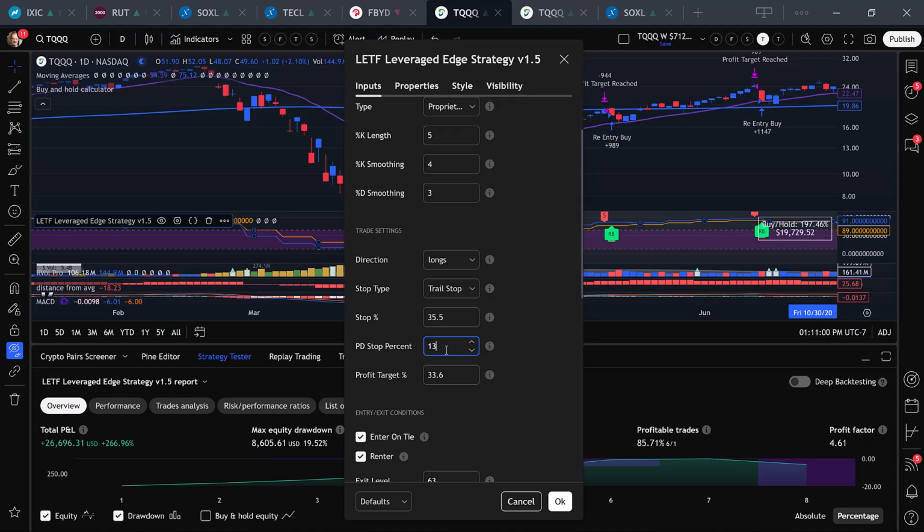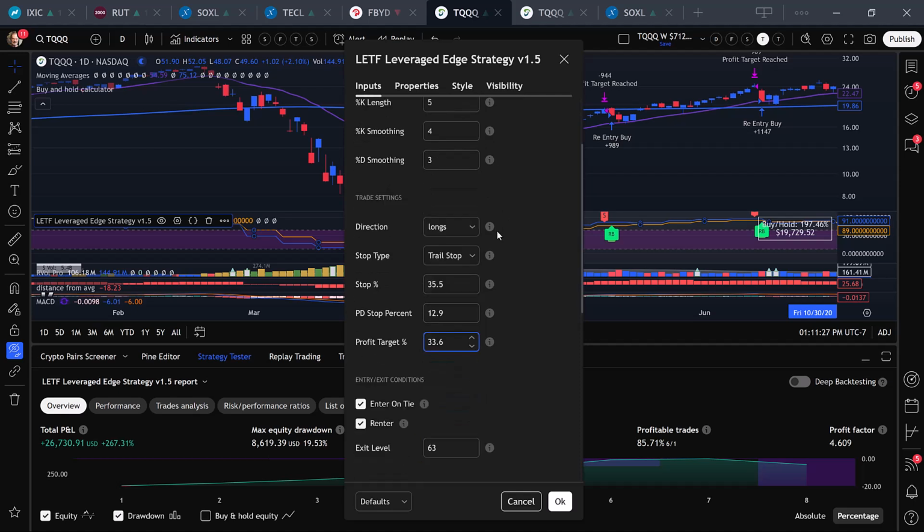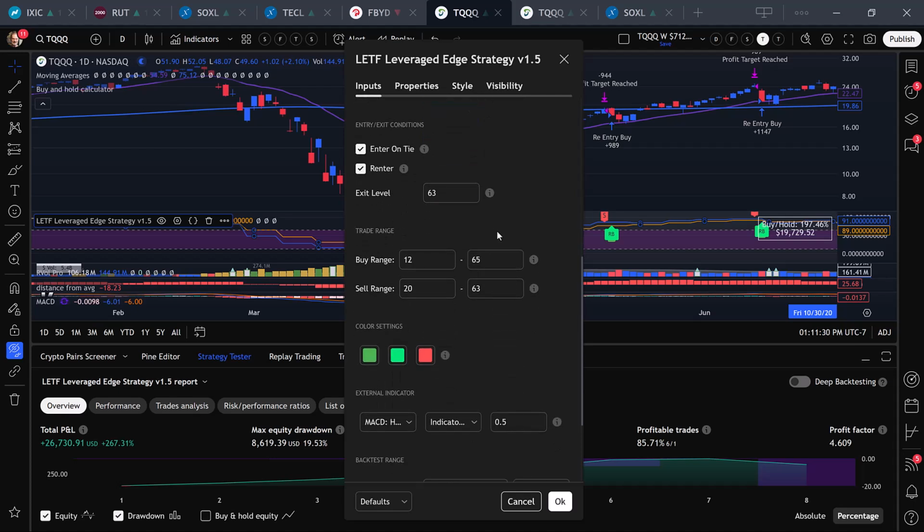Unfortunately, in this case, we have to get up to close to 13%, or 12.9%, to make it to that 267.3. You might prefer a smaller trailing stop percentage. You might want to try some different settings on the stochastics to see if you can get greater performance out of the strategy as far as net profit. You might decide that you want to try some different things as far as the buy and sell range, and that's going to impact that, and of course the exit level.